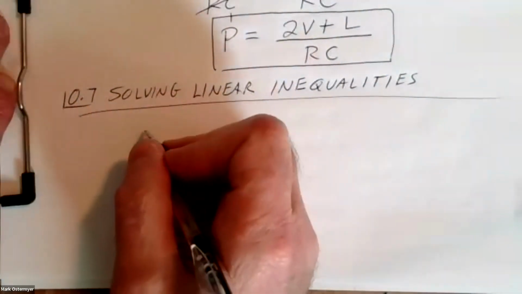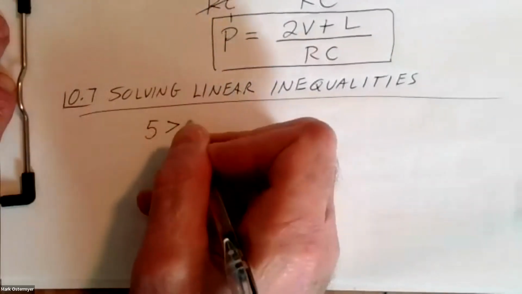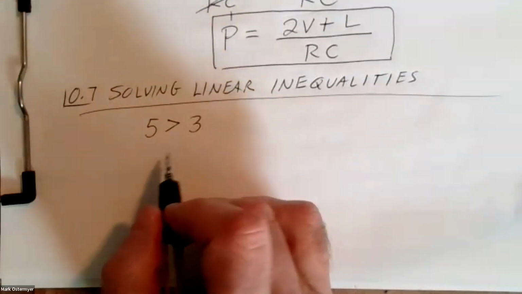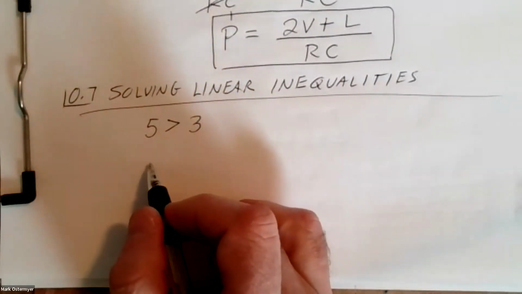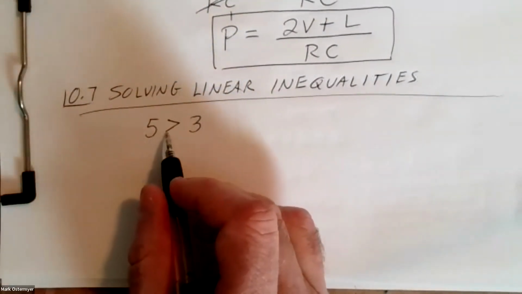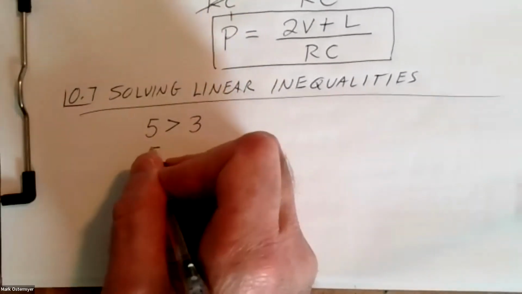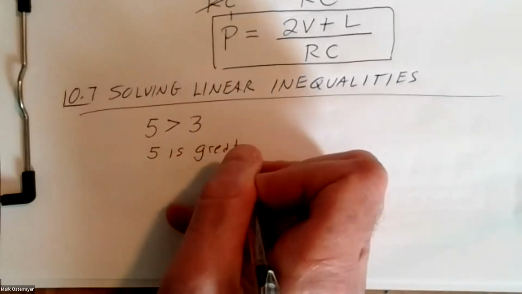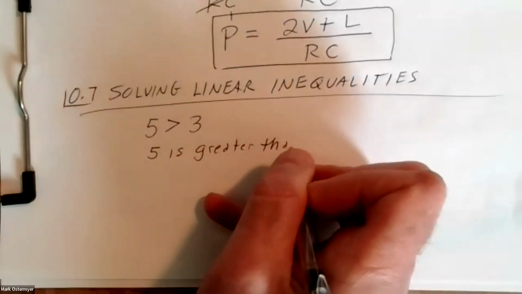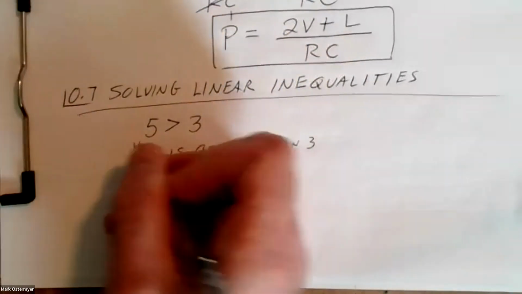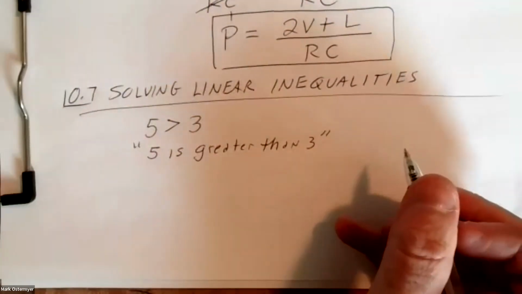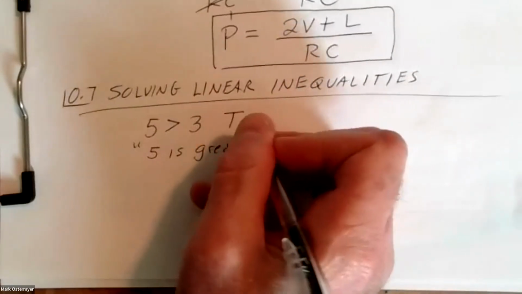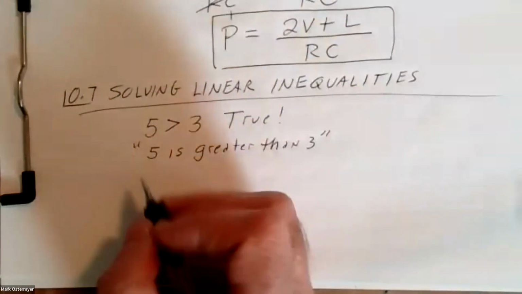All right. This is called an inequality statement. Is this statement true or false? And how do we even read what we're looking at? This is saying 5 is greater than 3. Is that true or false? That's true.